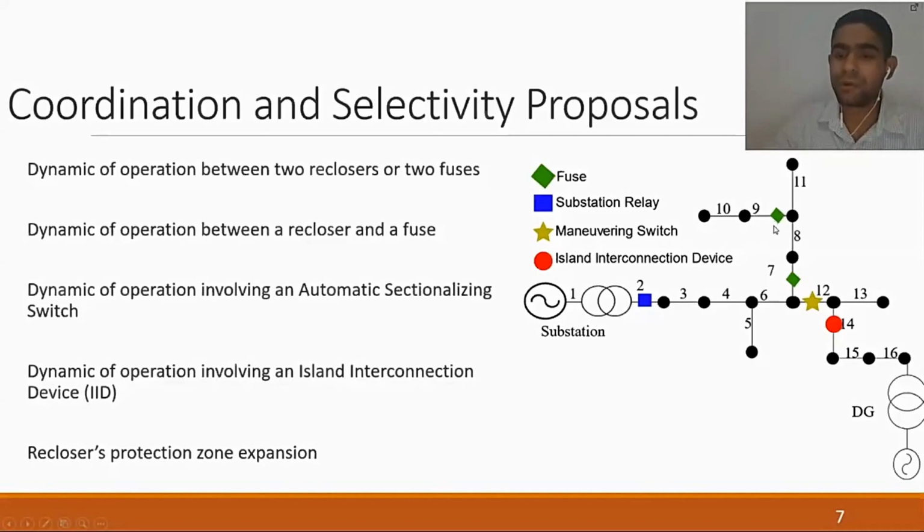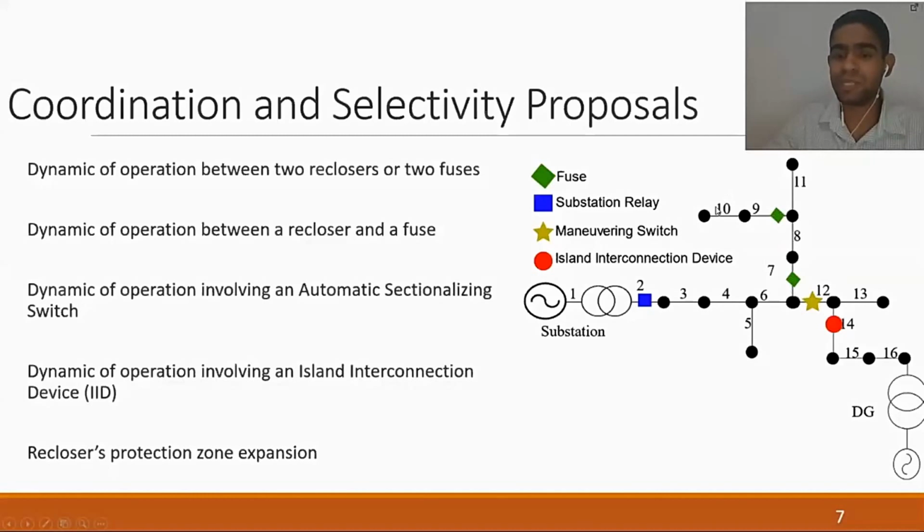Considering the general rule, we verify the coordination between those two fuses and between this fuse and this relay, but not this relay and this fuse. So for a fault at branch 10, the substation relay would not operate, but this fuse would. So for a temporary fault, we would experience permanent interruption in those nodes.